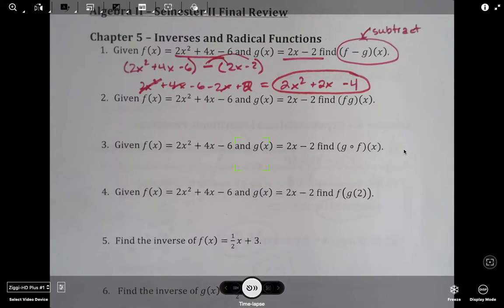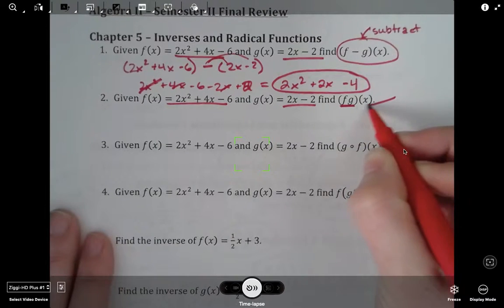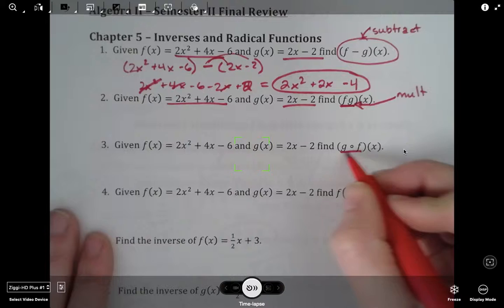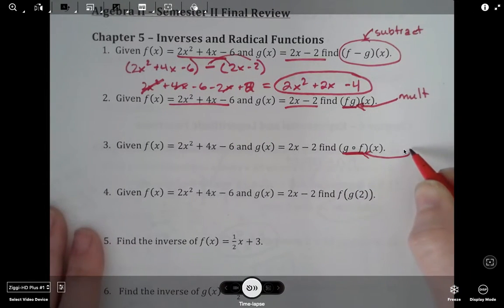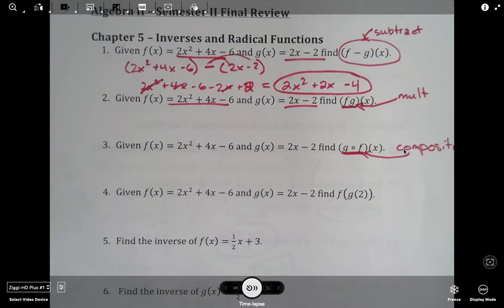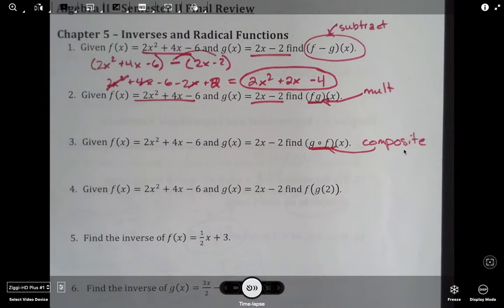All right. Same functions again, except this time they're wanting you to do this. What does this mean? Multiply. Okay, that is different than this right here, this symbol in number 3. What is the symbol in number 3? It's called a composite function. You're composing one inside of the other one. So there's a difference between multiply and compose. We'll talk about both of them, but the first one is multiply. So we want to multiply those together.